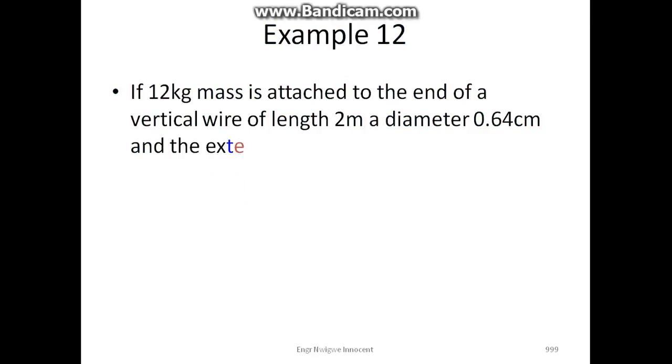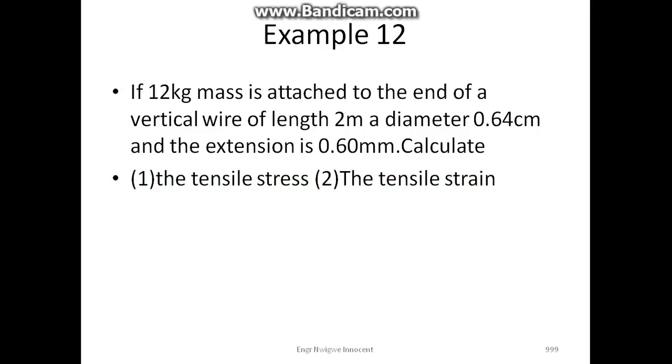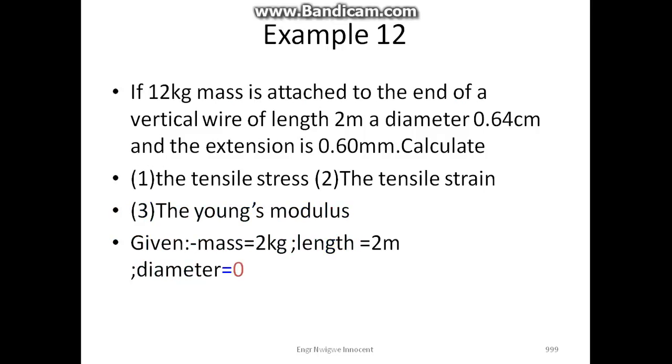Example 12. If a 12 kg mass is attached to the end of a vertical wire of length 2 meter, diameter 0.64 cm, and the extension is 0.60 mm, calculate 1, the tensile stress, 2, the tensile strain, 3, the Young modulus. We have been given that the mass is equals to 2 kg, the length is equals to 2 meter, diameter is equals to 0.64 mm, extension is equals to 0.06 mm. We are to calculate the tensile stress, the tensile strain, and the Young modulus.